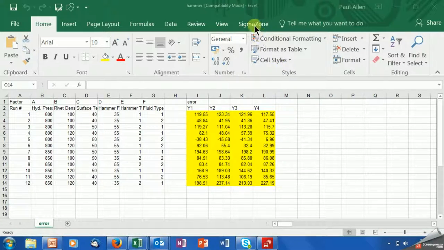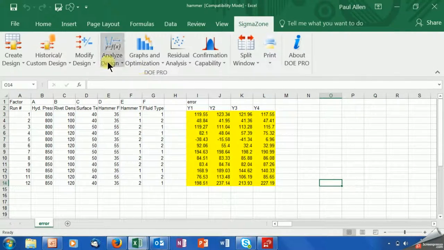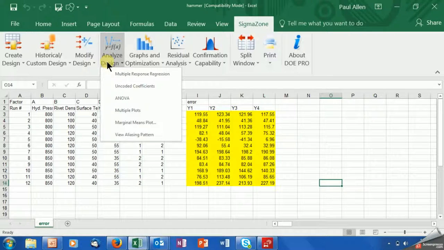Now what we're going to do is we're going to go SigmaZone. So here we go, SigmaZone, analyze design. And the first tool we're always going to use is the marginal means plot. So whether you do a modeling DOE or a screening DOE like this one, start with the graphs. And we're going to do marginal means plot first.